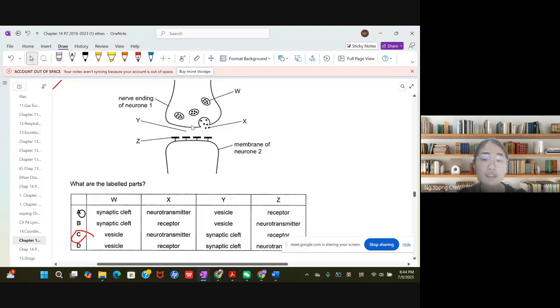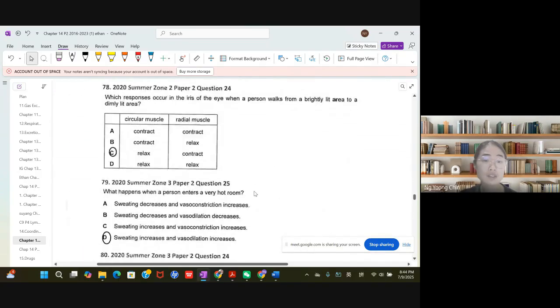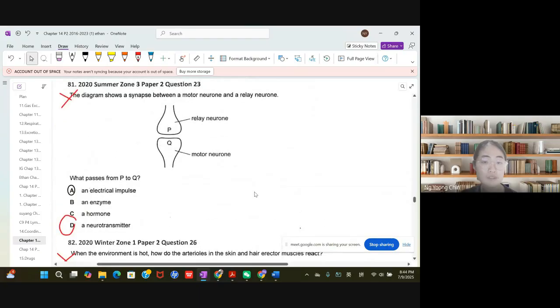Y, which is here. Synaptic cleft refers to the empty space between two neurons. This is called the synaptic cleft. W is a vesicle. We call it the synaptic vesicle because inside this vesicle they contain a very large amount of neurotransmitter. And then see this one. What passes from P to Q is actually a neurotransmitter.